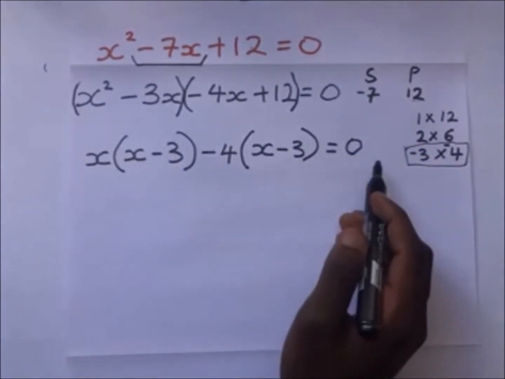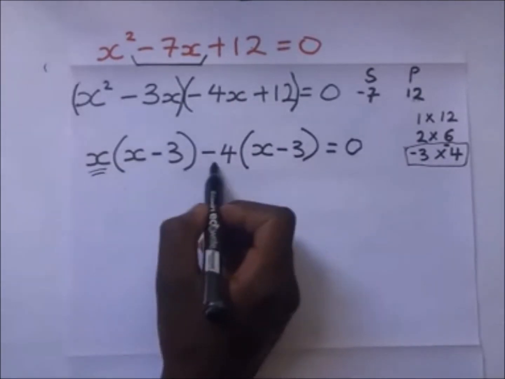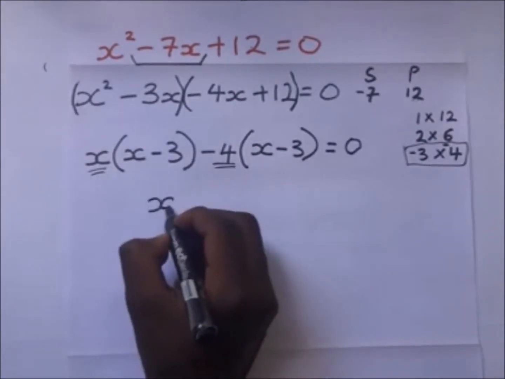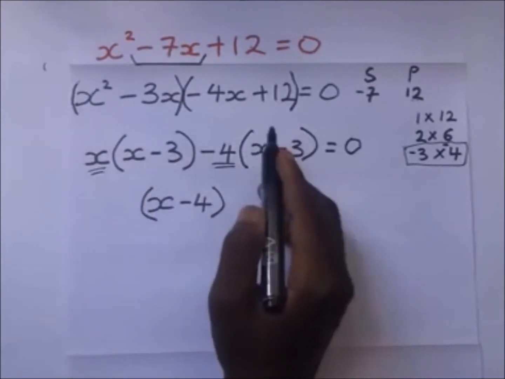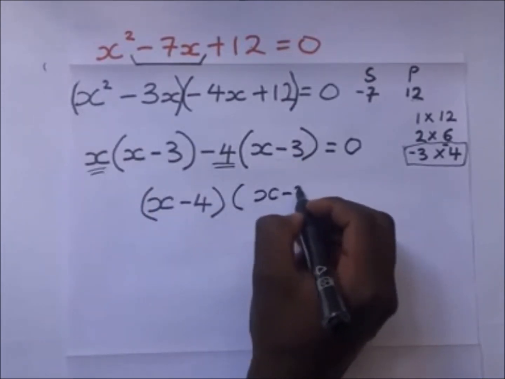So from that point, we put the terms outside the brackets in their own bracket. So it becomes x minus 4 in one bracket. Then we put the terms in the brackets in another bracket also.